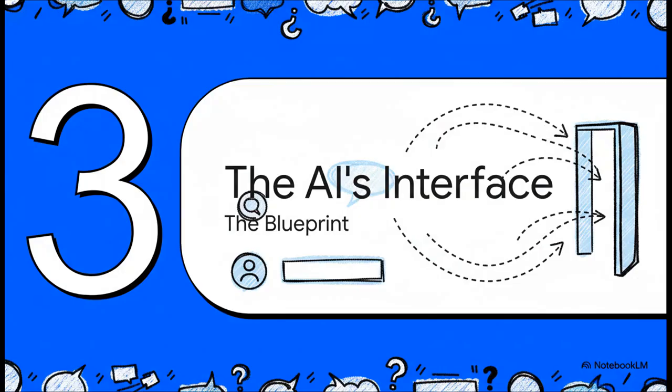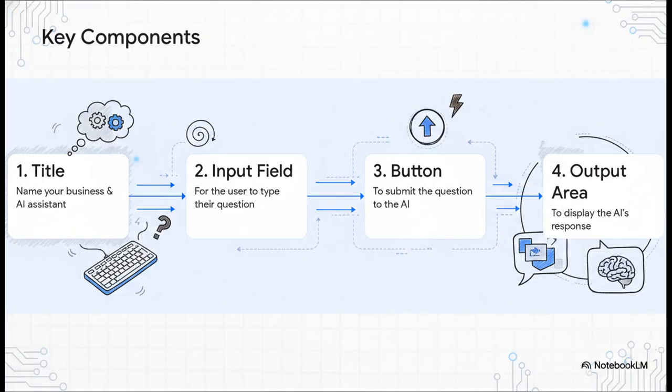All right, every AI assistant needs an interface, right? A simple front door for users to actually interact with it. And the blueprint for ours is incredibly straightforward. Your interface only needs these 4 essential parts: a title to name your assistant, an input box for the user's question, a button to send that question off, and an output area to display the AI's answer. That's the whole blueprint, simple and clean.